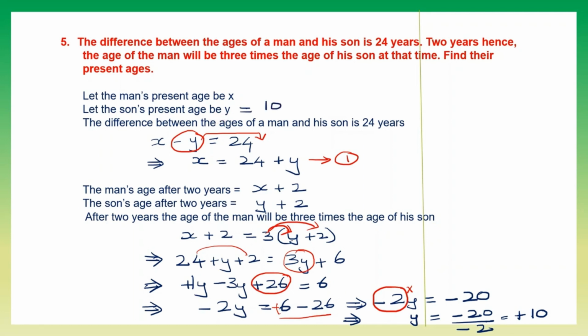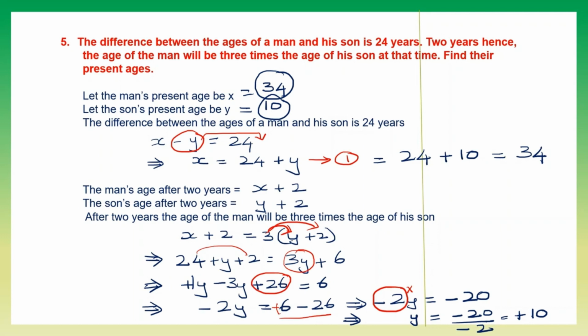Now we have to use this first equation here shown to us to find the age of the man. The age of the man is x, isn't it? So x is equal to 24 plus y. So let's work that out. So 24 plus y means 24 plus, how much is y? We found out to be 10. 24 plus 10 is 34. So the man's age is 34 and the son's age is 10. So we have found our answers. The present age of the man is 34 and that of the son is 10.